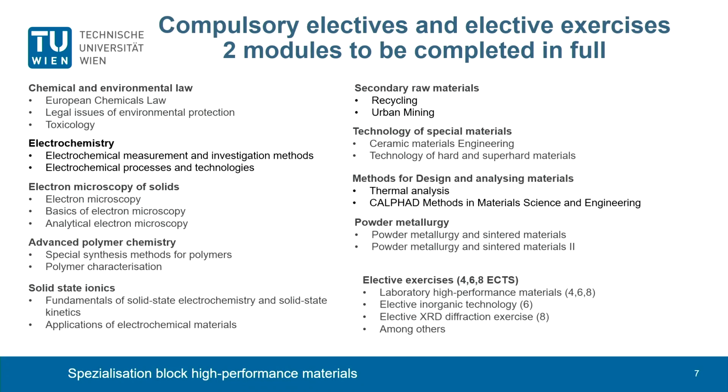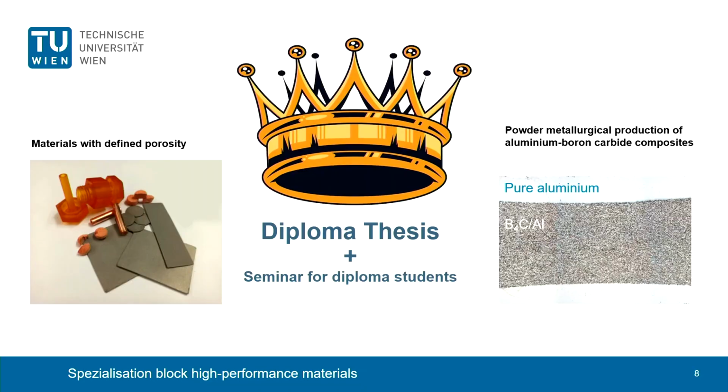And then you have these elective exercises. You have the full choice. Two of them you have to complete completely, and the rest you can choose whatever you want. So you have a lot of things you can choose from. And finally, you will make a diploma thesis. That's the crown of everything, the big ending. And for sure, the seminar where you present your work.